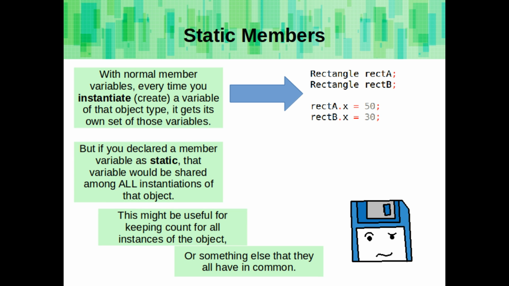With normal member variables, every time you instantiate, or create, a variable of that object type, it gets its own set of those variables. But if you declare a member variable as static, that variable would be shared among all instantiations of that object. This might be useful for keeping count of instances of the object, or something else that they all have in common.